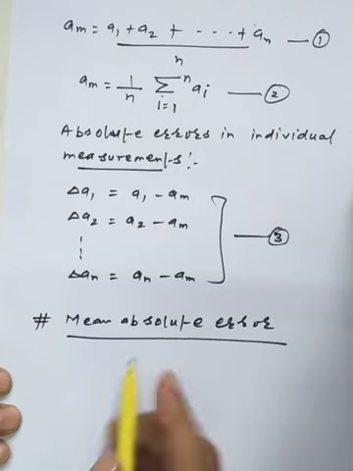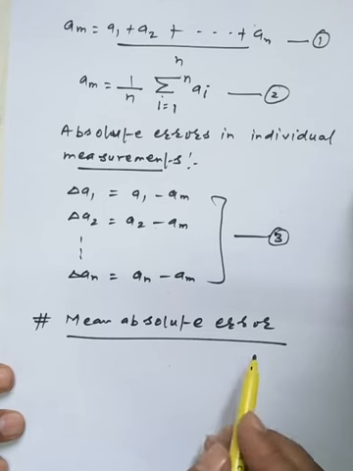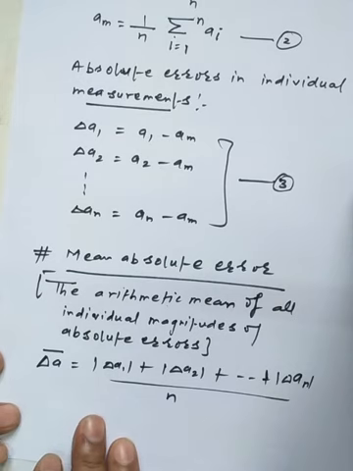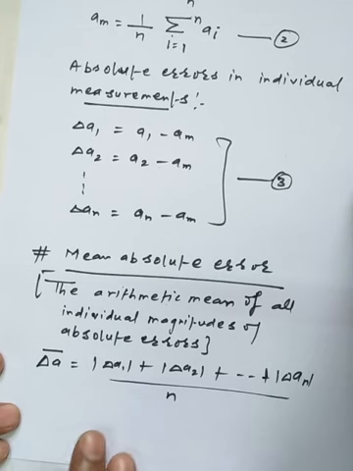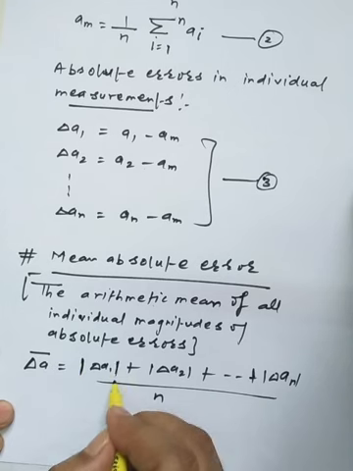So what is the meaning of the mean absolute error? The arithmetic mean of the magnitudes of all individual absolute errors of the quantity is called the mean absolute error. Okay. So the general formula I have taken here is the arithmetic mean of all individual magnitudes of absolute error, which gives the mean absolute error. And here I am using the symbol of the modulus.